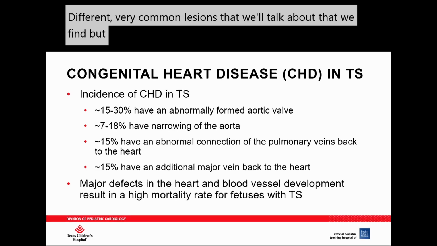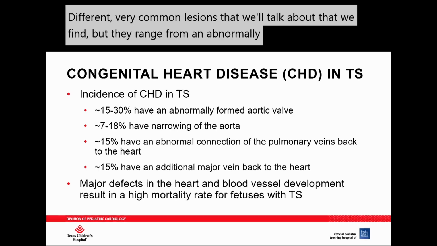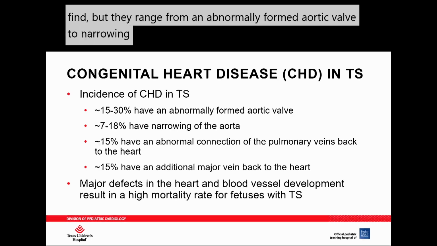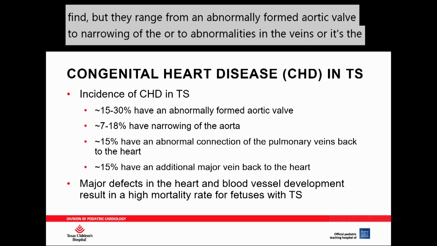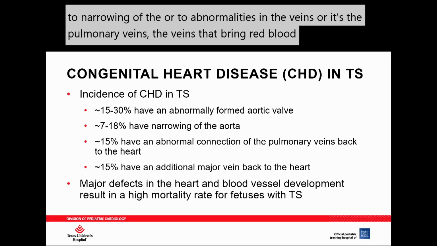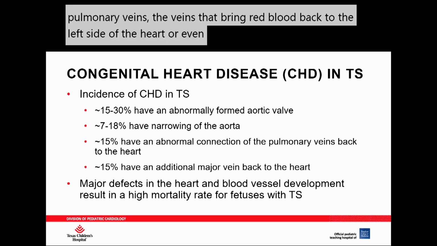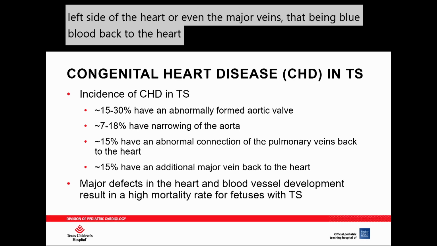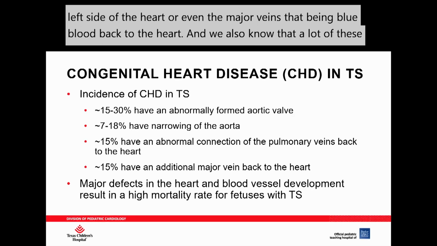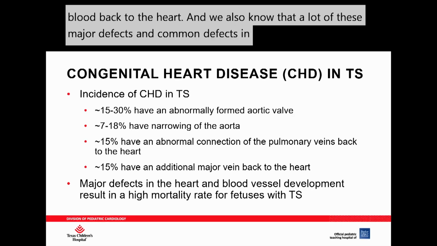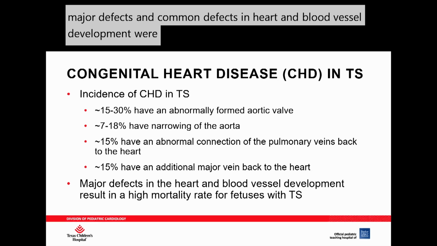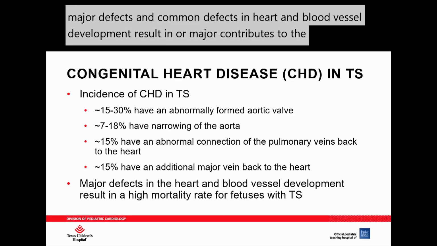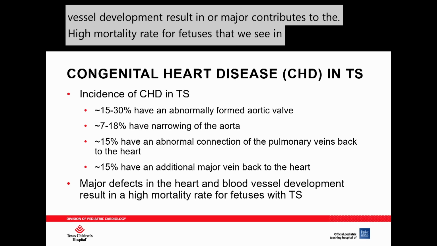And there's a number of very common lesions that we find, but they range from an abnormally formed aortic valve to narrowing of the aorta to abnormalities in the veins, whether it's the pulmonary veins, the veins that bring red blood back to the left side of the heart, or even the major veins that bring blue blood back to the heart. And we also know that a lot of these major and common defects in heart and blood vessel development result in or are major contributors to the high mortality rate for fetuses that we see in Turner syndrome.